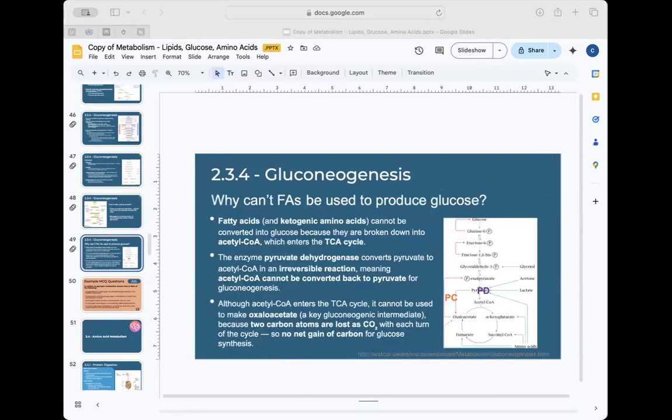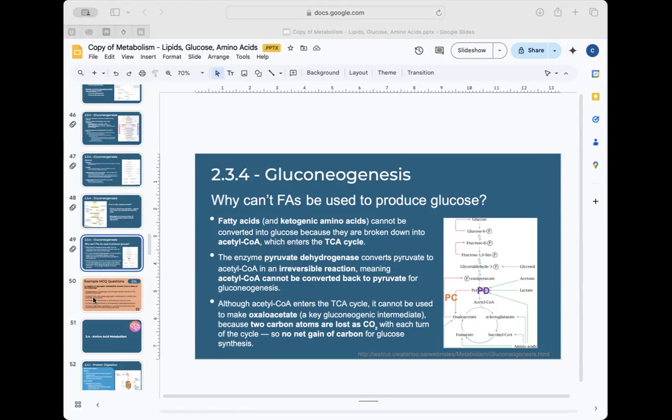This is right-hand side of the syllabus, but it's important anyway. So why can't fatty acids be used to produce glucose? Well, fatty acids become acetyl-CoA, and once they're in, they can't go back because pyruvate dehydrogenase, or PDH, has essentially locked the door behind them. So that's one reason. Plus, the TCA cycle burns off 2 carbons as carbon dioxide per turn. So there's no net carbon gain for glucose synthesis.